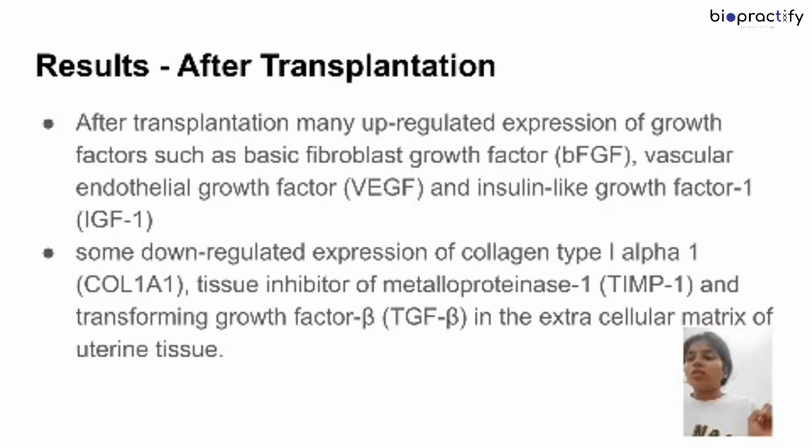There were three growth factors: bFGF, basic fibroblast growth factor, vascular endothelial growth factor, and insulin-like growth factor 1. Some were downregulated: expression of collagen type 1 alpha 1, COL1A1, tissue inhibitor of metalloproteinase 1, TIMP1, and transforming growth factor beta, TGF beta, in the extracellular matrix of the uterine tissue.